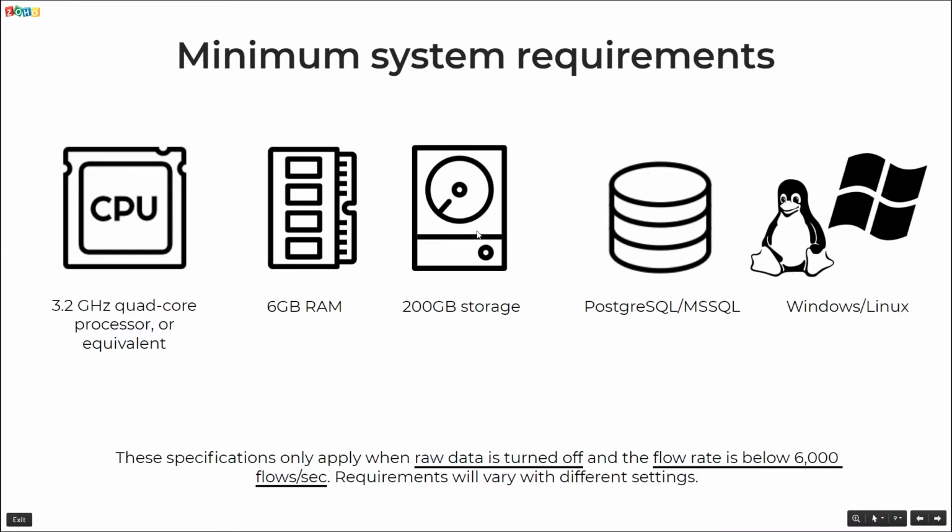All these specifications are only applicable when raw data is turned off, meaning unprocessed information that we can process. That's called raw data in our product. If you turn that off, and the incoming flow rate, which is the number of packets coming in per second, is less than 6,000, then that's when you will see these minimum system requirements. But if your flow rate is higher, you can reach out to our support. The mail address will be listed by the end, and we can suggest the recommended configuration.